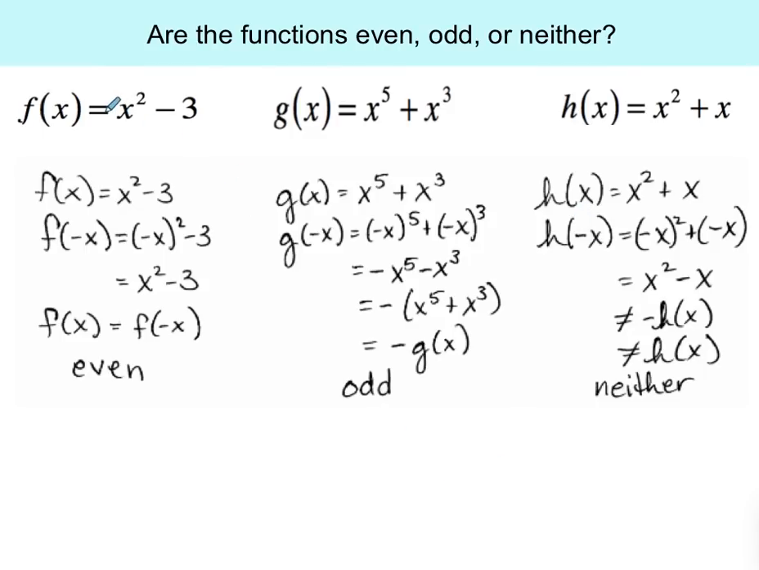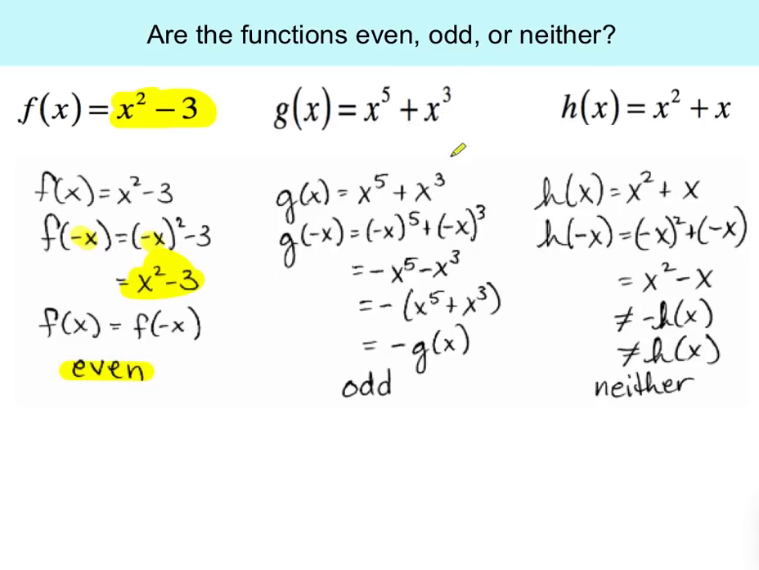Now, I have 3 different functions that I'd like to look at, so I'm going to do an algebraic test. I put in -x for x, and then I simplify. Once I simplify, I notice that this function here is exactly the same as what I started with. Therefore, it's even.